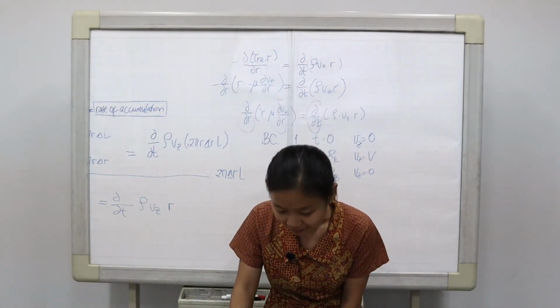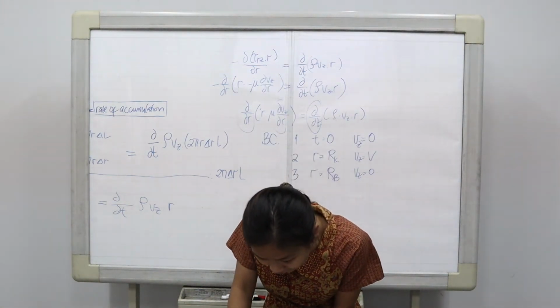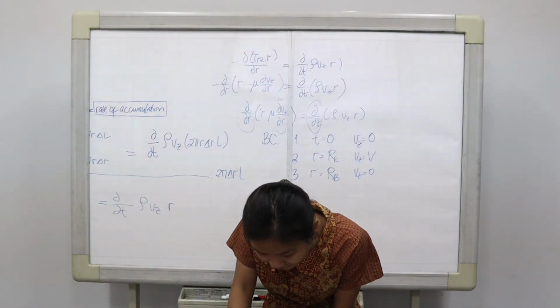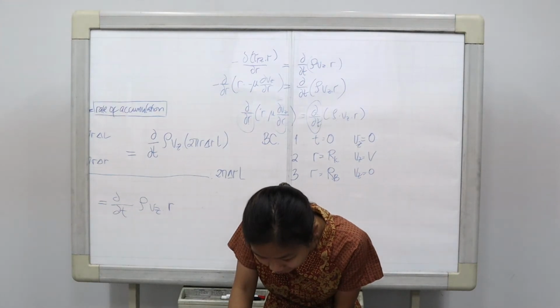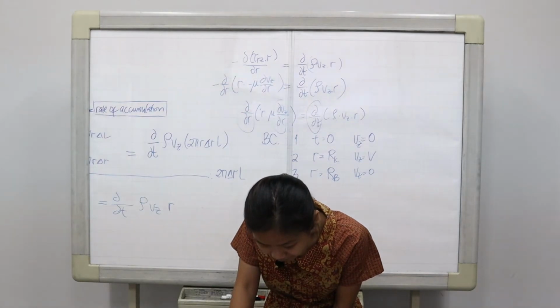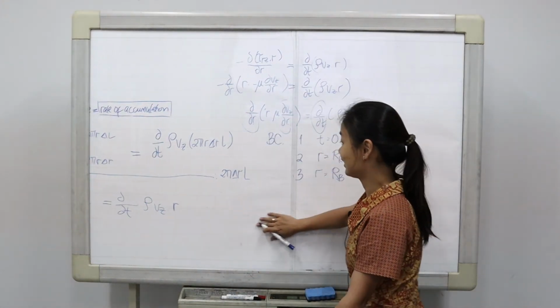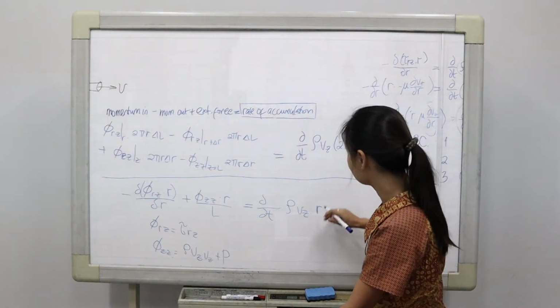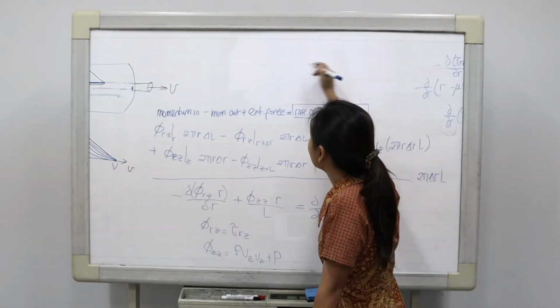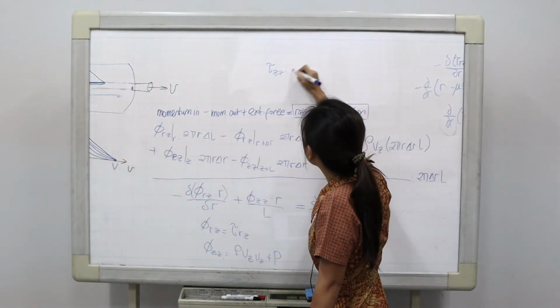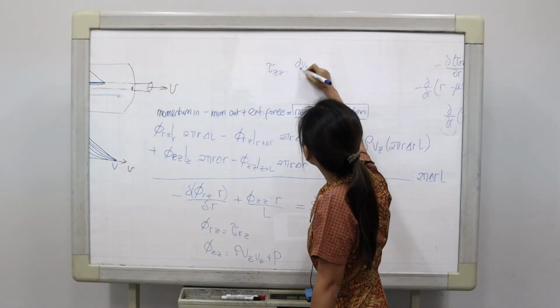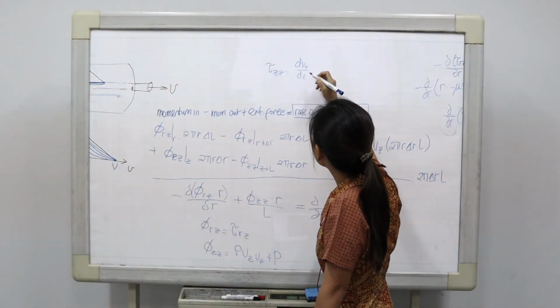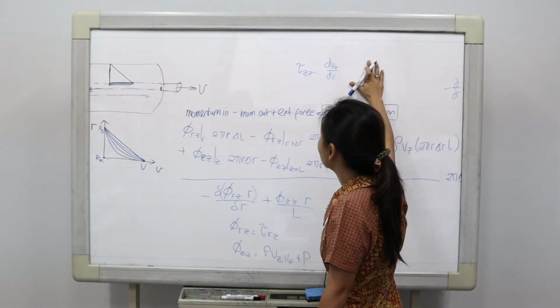Next question, Zevania. Why tau z doesn't exist? Isn't there a velocity gradient over the z-axis since it changed along the pipe? Okay. Tau zz is dvz over dz. Dvz over dz.